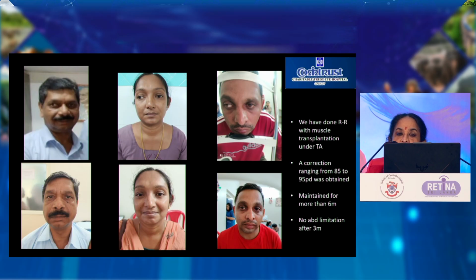We have done recess resection with muscle transplantation under local topical anesthesia. And a correction ranging from 85 to 95 prisms was obtained in these cases. And it was maintained for more than 6 months. There was some amount of limitation of -1 immediately post-op, but no abduction limitation was seen after 3 months.